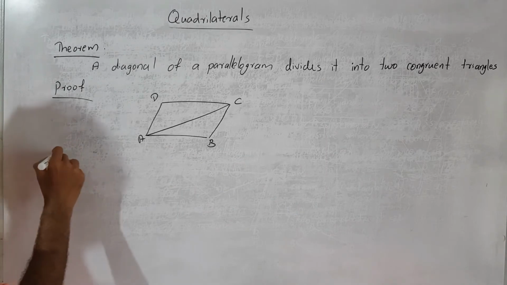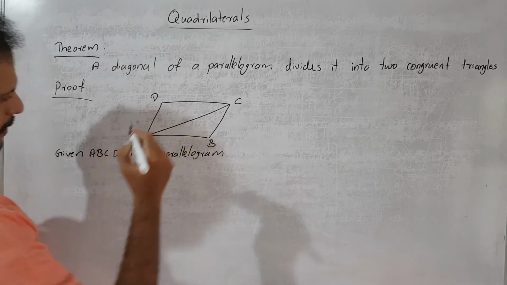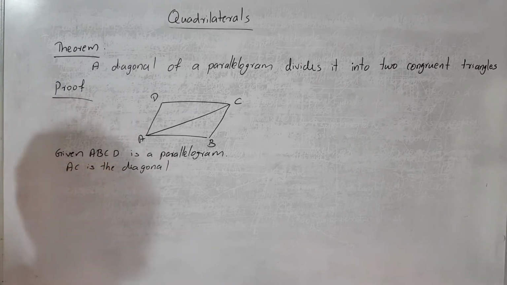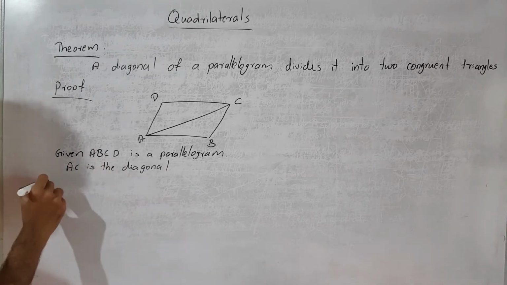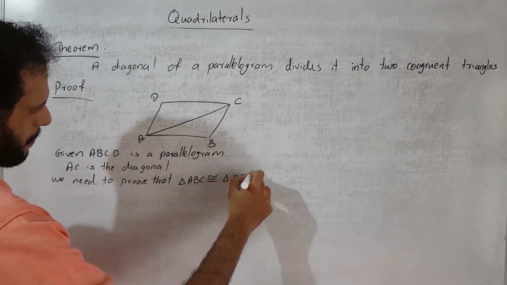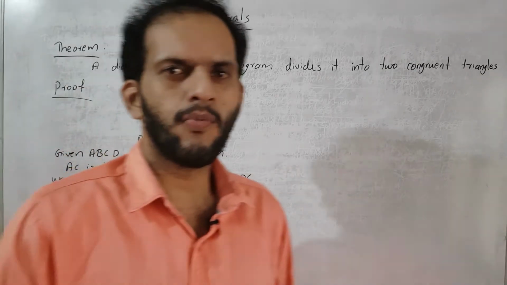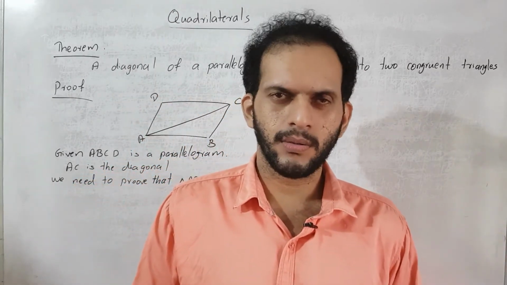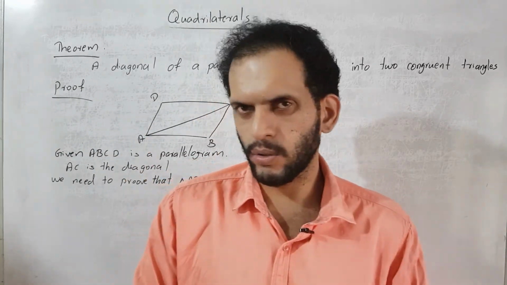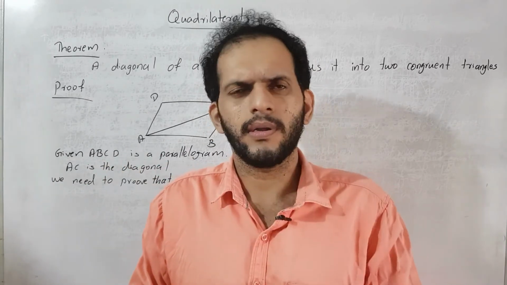We start like this. Given: ABCD is a parallelogram, and AC is the diagonal. So what do we want to prove? We need to prove that triangle ABC is congruent to triangle ADC. We know that we have many rules to prove these two triangles are congruent. Apply any one of those ideas and say these two triangles are congruent.